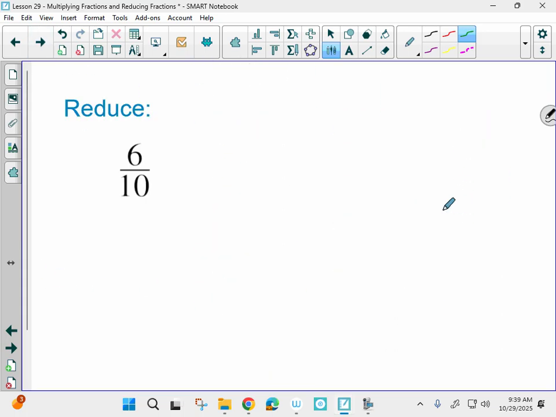All right, let's try reducing this one. 2 goes into each of these numbers here. So I'm going to divide 6 by 2, which is 3. And I'm going to divide 10 by 2, which is 5. And I get 3/5.